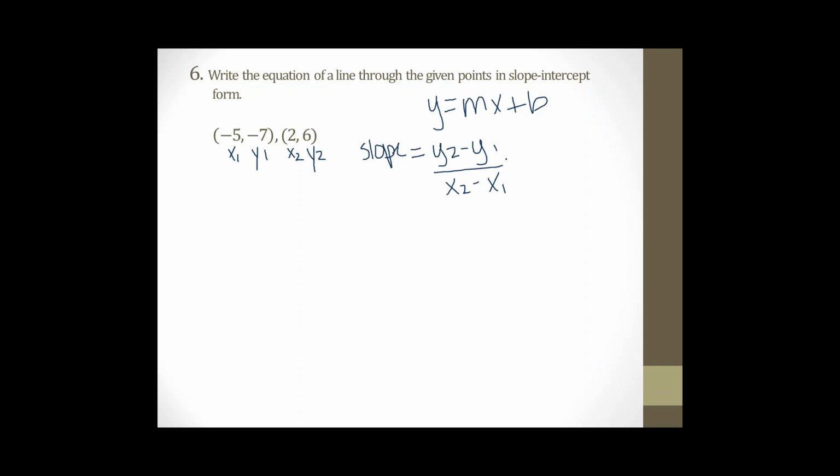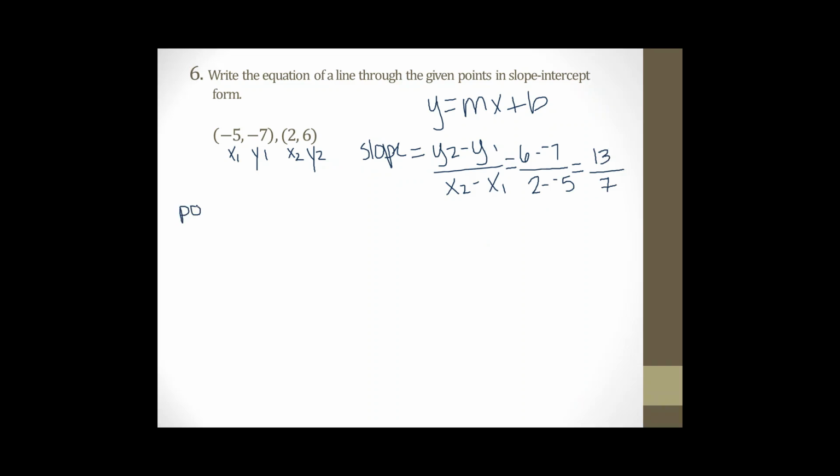So now that I've labeled my points, let me just plug in those values here. So we've got 6 minus negative 7 over 2 minus negative 5. So 6 minus negative 7 is positive 13 over 2 minus negative 5 is positive 7. So the slope of our equation is 13 over 7. Now we want to work on getting the equation.